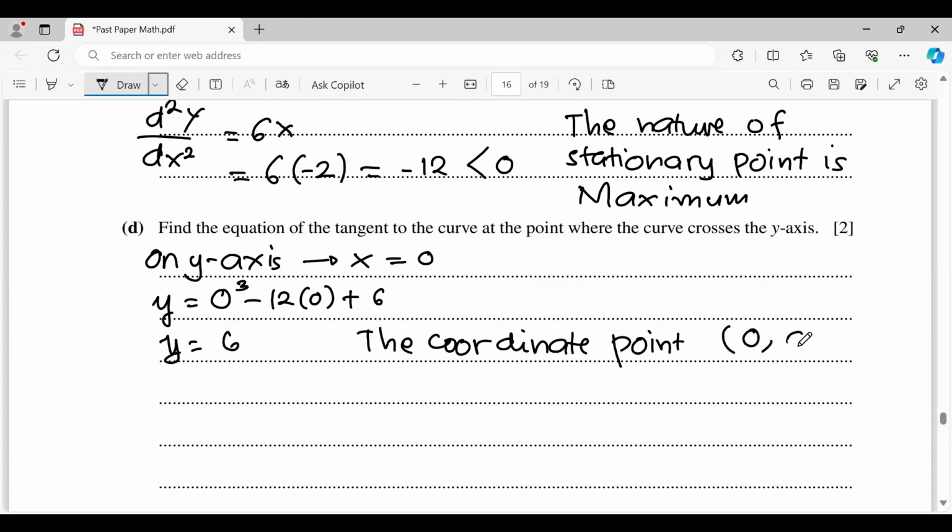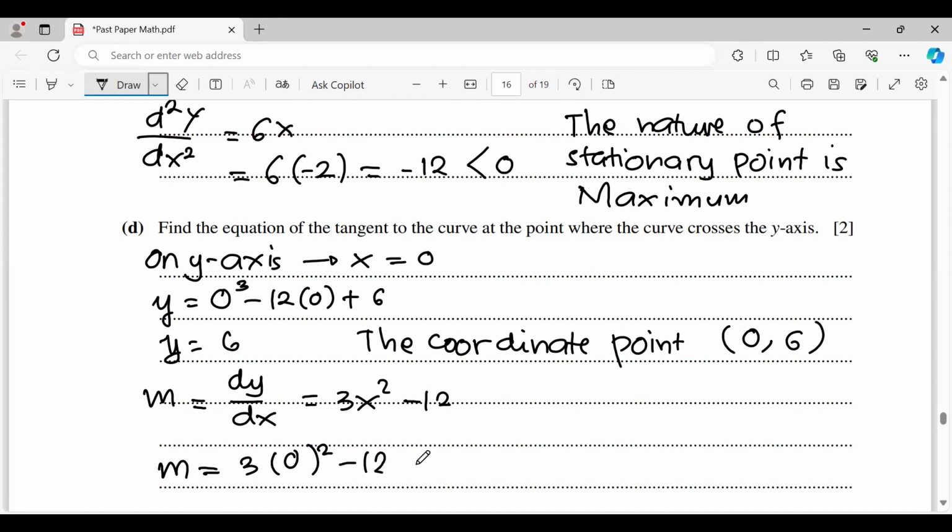So it means the coordinate point is (0, 6). Now we're going to find the gradient. The gradient we can find through the first derivative, 3x squared minus 12. So m equals 3 times 0, because x equals 0, squared minus 12, equals minus 12.